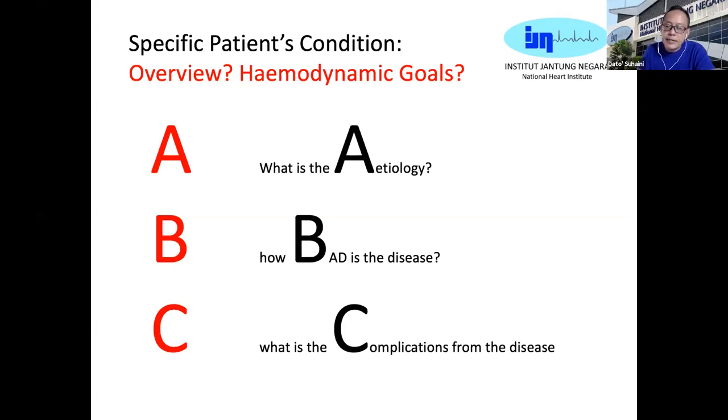For those who have done a lot of cardiac surgery, especially the anesthesiologists, I'm sure the extensiveness of the coverage couldn't be covered within the next 20 minutes. Maybe for the next 20 years, we will still be gathering knowledge and information to help us in managing cardiac patients undergoing non-cardiac surgery. But what I'm trying to do here is to simplify the perspective of the overview and the hemodynamic goals by A, B, C. What is A? A is etiology. What is B? B is how bad is the disease. And what is C? C is if the disease has any other complication that we should be concerned about.